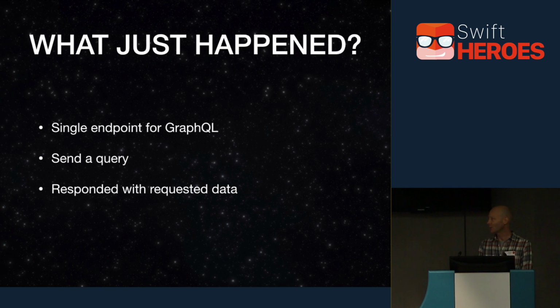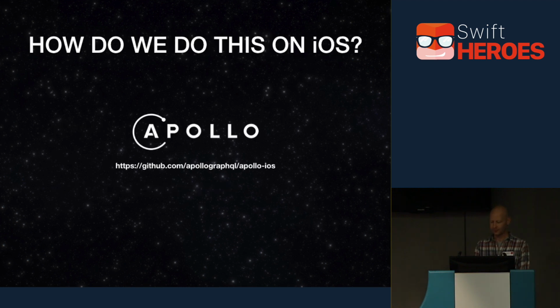So what happened there? We've got one single endpoint for GraphQL. We construct a query, we send it across. The server gives us back just what we asked for, nothing extra. So then how do we do this on iOS?